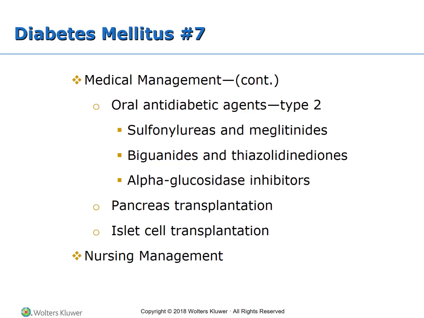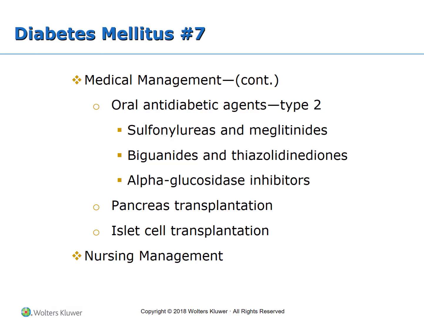Now, looking at the nursing management, there are quite a few things that the nurse has to monitor. So we would do a lot of education with our diabetic patient, and first is to teach them how to properly and accurately monitor their blood glucose levels. So educating them on how to use the glucometer is one of the main things we have to teach them, and when to be checking.